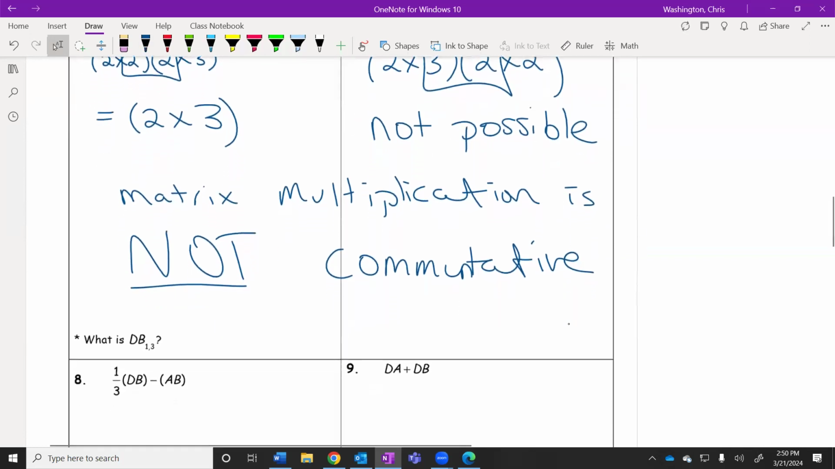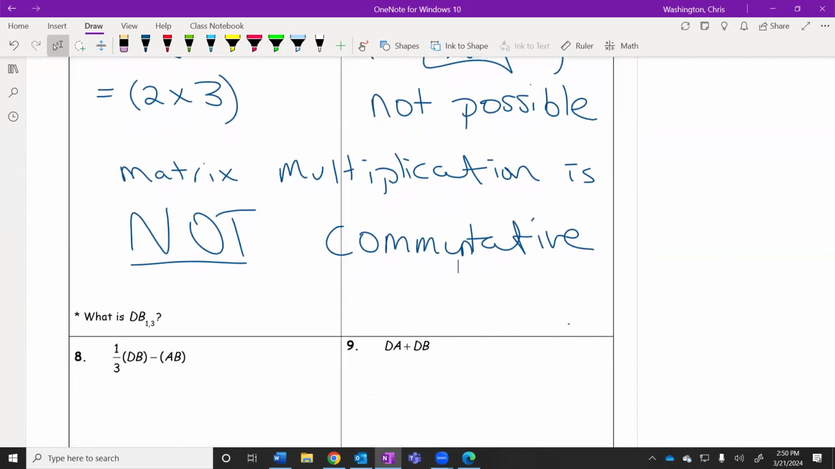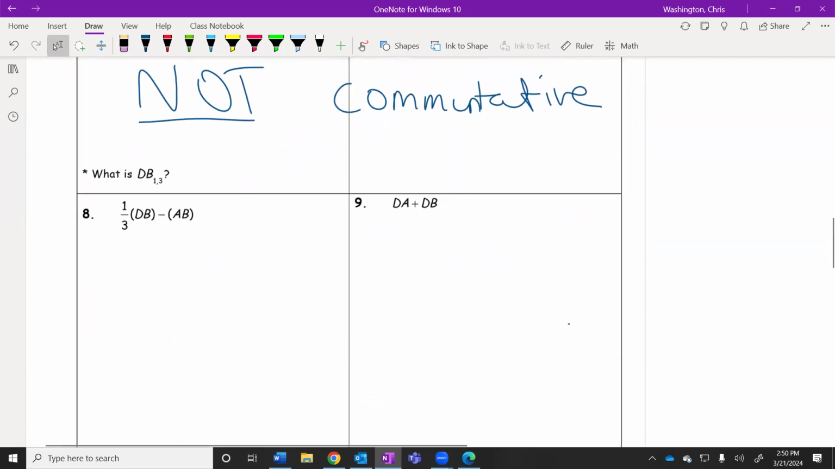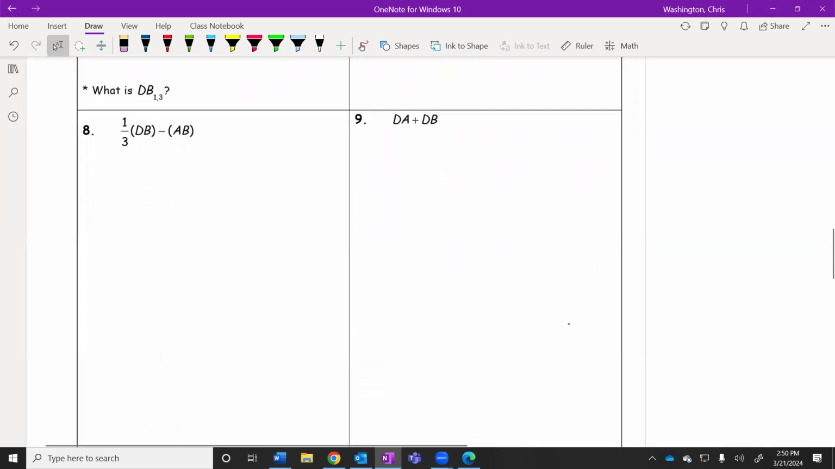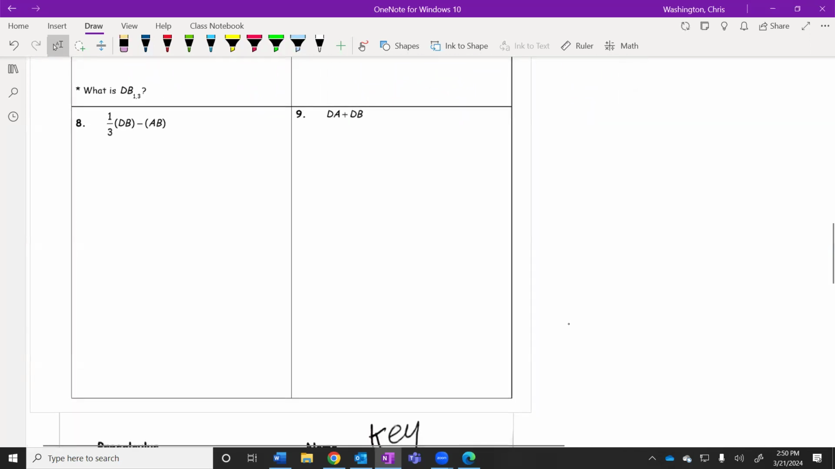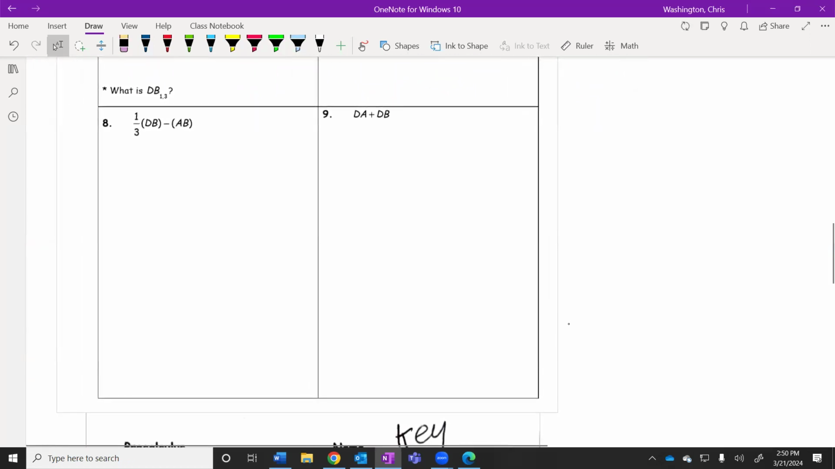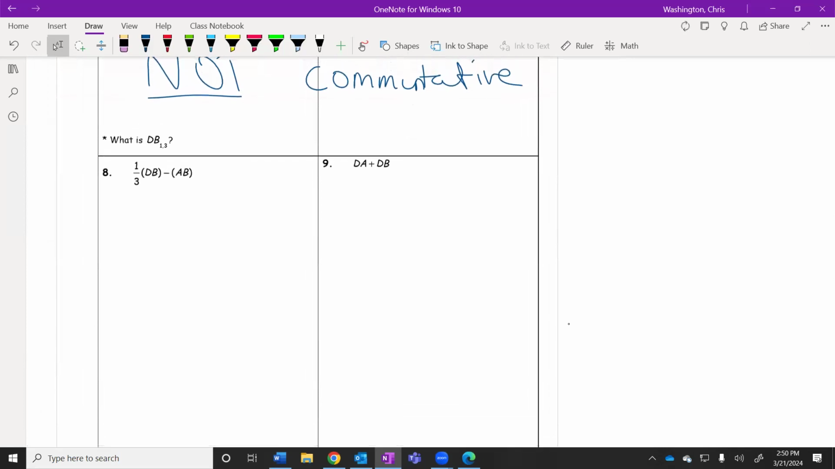Number 8 and number 9. Questions like number 8 and number 9, I would check the dimensions first and make sure that we can actually do them before I try to do all of the work. I don't want to do all the work in number 8 and get down to the bottom and be like, oh, I did D times B, I multiplied it by 1/3. Maybe I did A times B, but then I can't subtract them, right? So I'm going to look at number 9, and we're going to look at the dimensions to see if it's actually possible to do all of number 9.